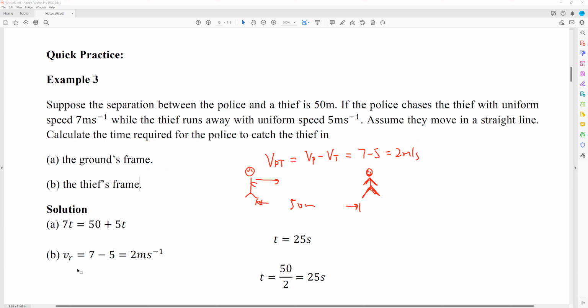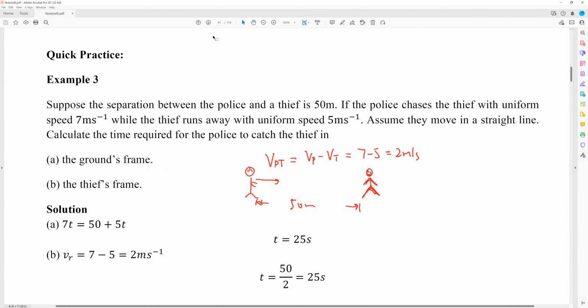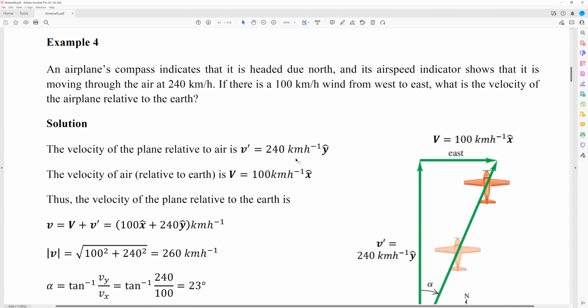Now, of course, they give you the same answer, 25 seconds. Any questions? Wait, sir, I disconnected because of my internet. Yeah. Then let's move on to the next one.